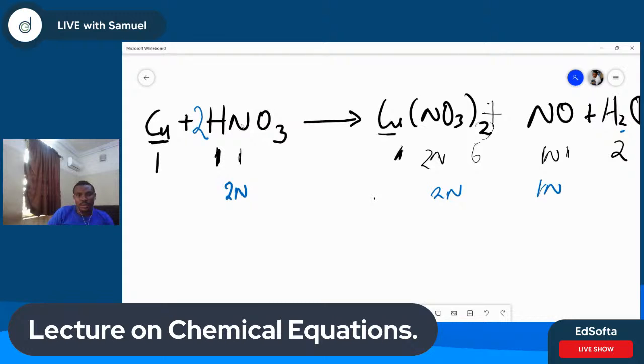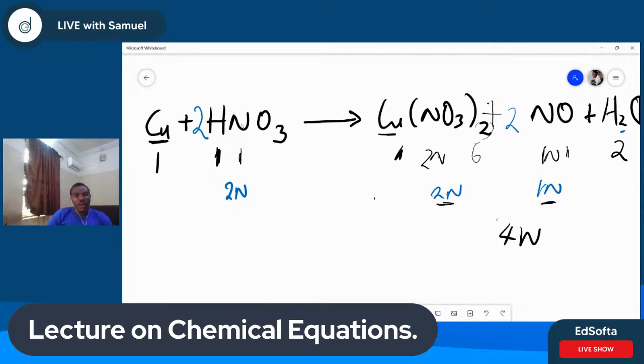See here now, we have two here already. We only have this one that is making it not even. So here the nitrogen is even. Let's add two here. If we add two here, this one becomes even, and we have 4 nitrogen on this side and 2 nitrogen on this side.